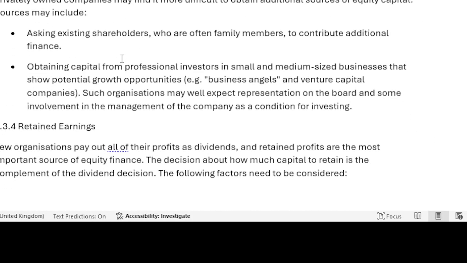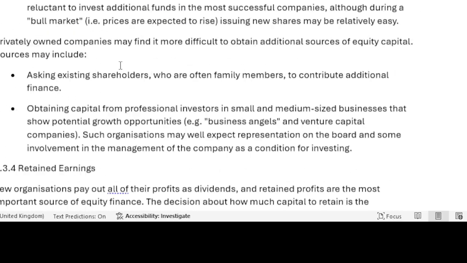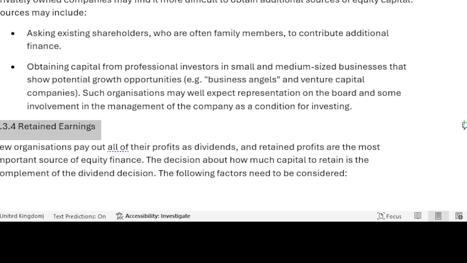Then how else can we get money? We can raise funds through using retained earnings. The retained earnings are more like savings. If we made, let's say, 1 million profits last year, and out of that money we said we'll have retained earnings of, let's say, 500,000.